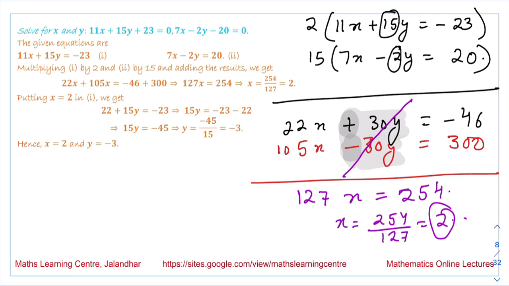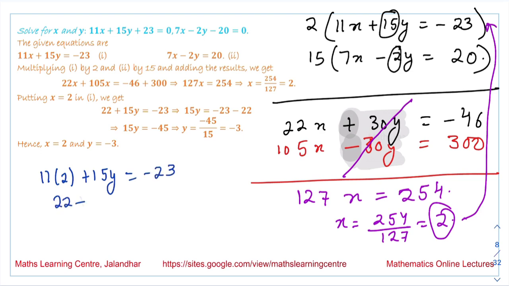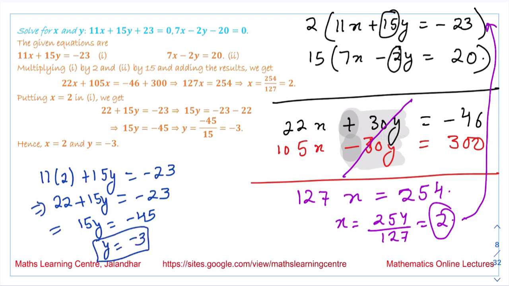Now we substitute this value of 2 in equation 1, and we get 11 into 2 plus 15y is equal to minus 23. So it is 22 plus 15y is equal to minus 23. So we get 15y is equal to minus 45, so we get y is equal to minus 3. So the answers we have are x is equal to 2 and y is equal to minus 3.